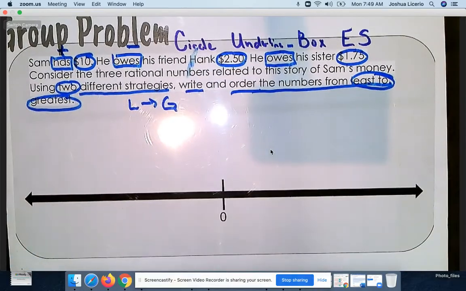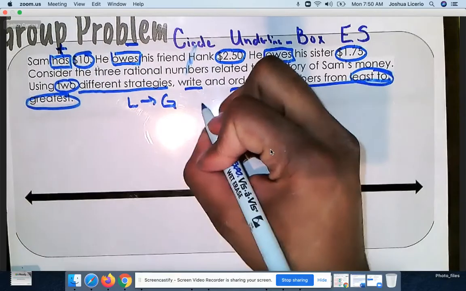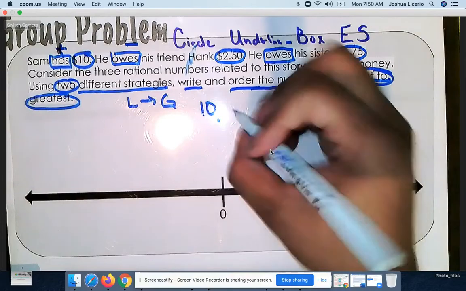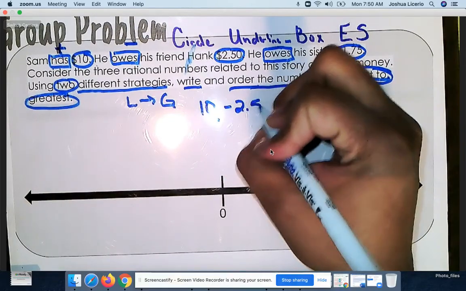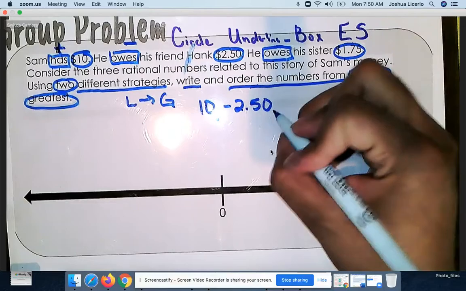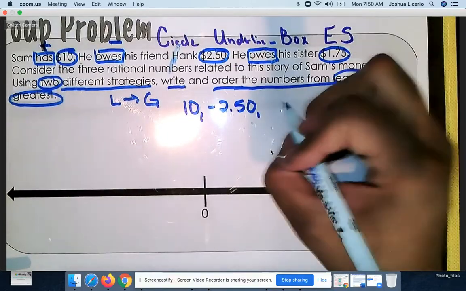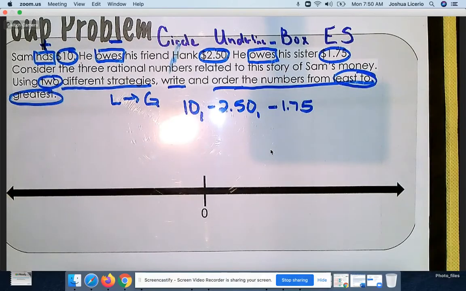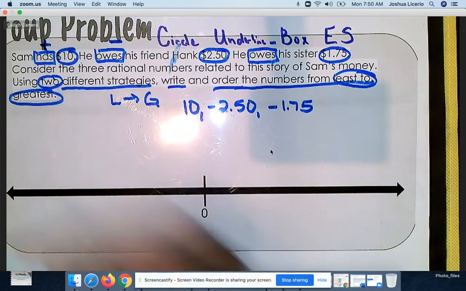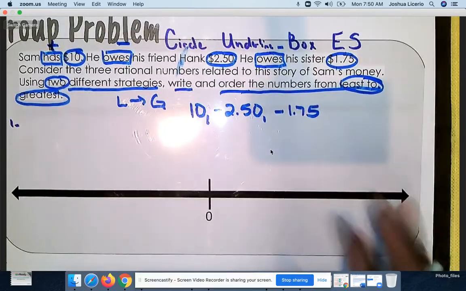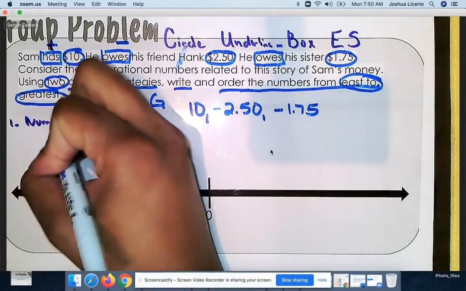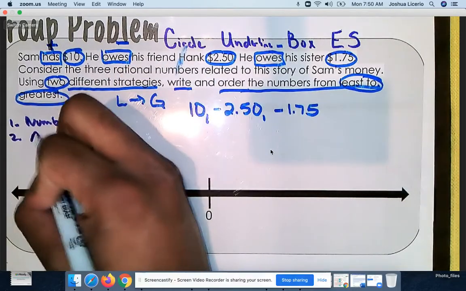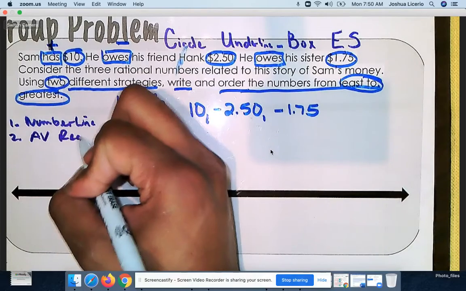Once again, as I look at my numbers, I have a positive 10 because he has $10. Sam does. He owes his friend Hank $250. That's a negative $250 because that is a debt. It means he owes somebody money. And then he owes his sister $1.75. Now, when we're talking about the two strategies that we're using, one is one that we're very familiar with. It's the number line. And the second is absolute value reasoning. And AV just stands for absolute value.